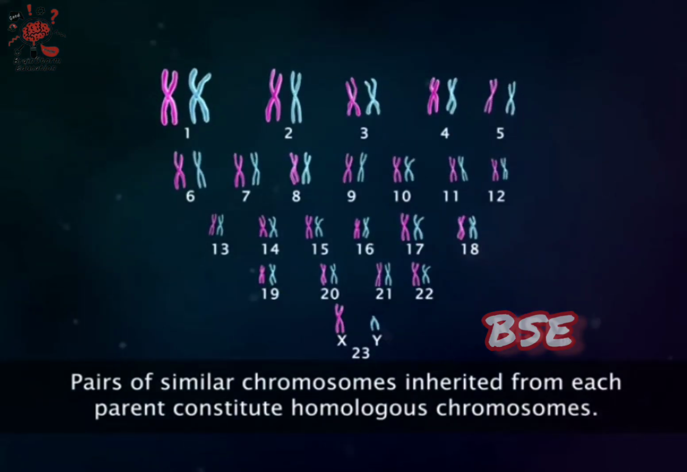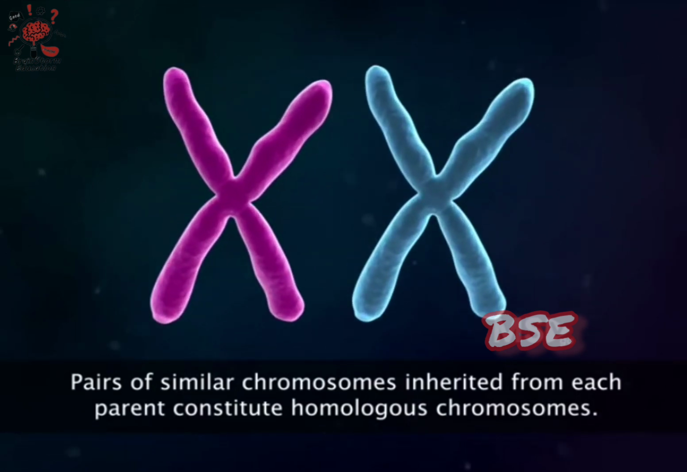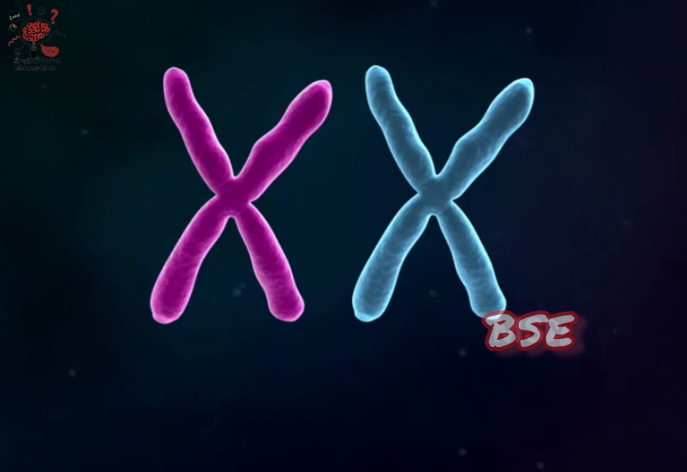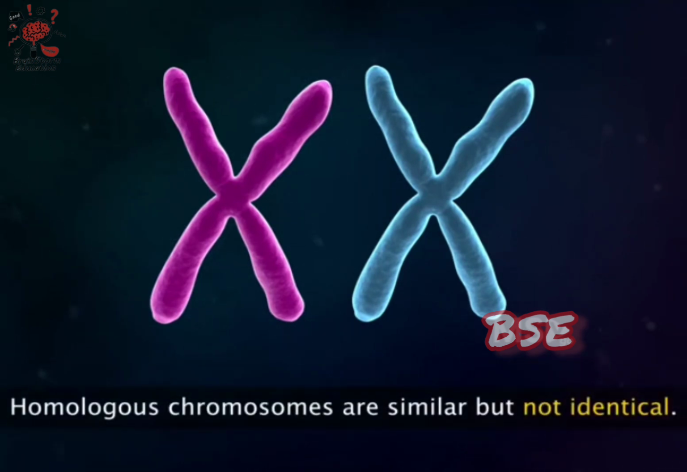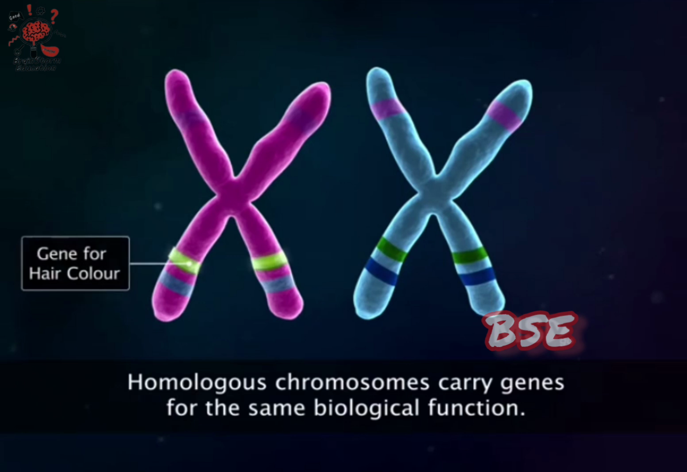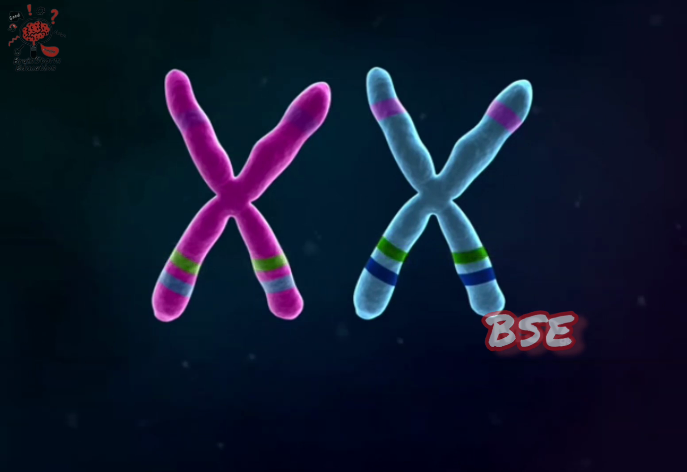Each chromosome in a pair, one inherited from each parent, is similar in structure. These are called homologous chromosomes. The point to be noted here is that homologous chromosomes are similar, but they are not identical. Both the chromosomes in this pair contain genes for the same biological feature. For example, if the gene for hair color is located at a specific location on one chromosome, then the other homologue will have the gene for hair color at the same location.